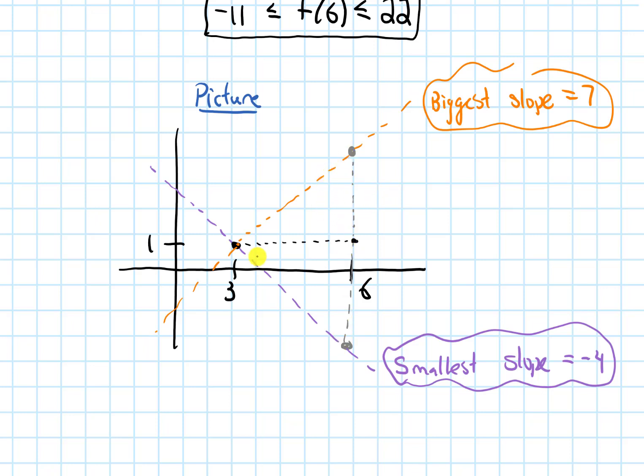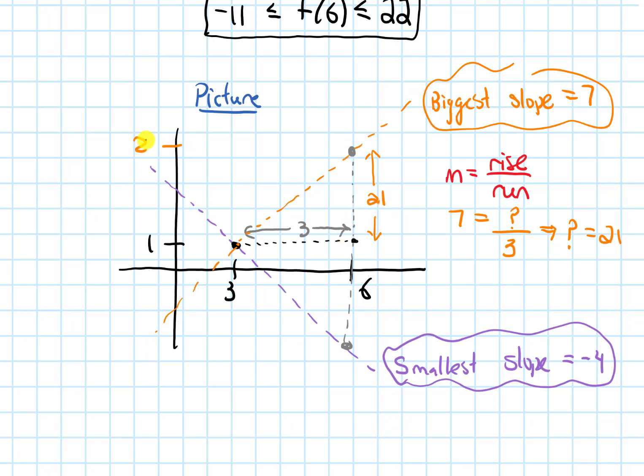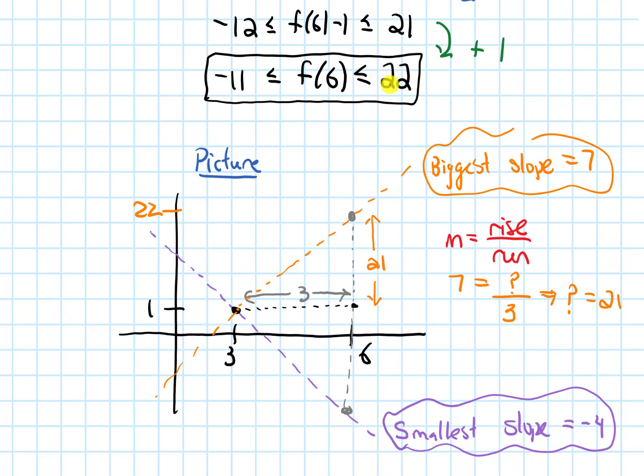So this is where slope is going to come in. From 3 to 6, that distance is 3. If I use my slope formula, slope as rise over run, or change in y over change in x, on the biggest slope, it would be 7. And this rise, let's say I want to know what this rise is, I can just put a question mark there. And then the run was 3. If I rearrange this, I get that the question mark has to be 21. So this is going to be a rise of 21. If I go up 21 from 1, I'm at 22. And that is the biggest number I was getting here.